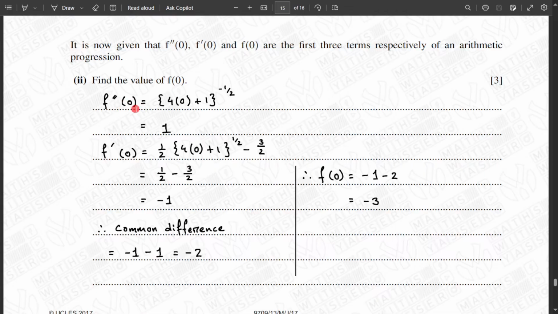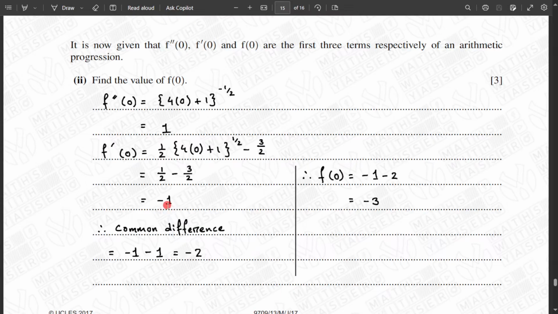f''(0) must be (4 times 0 plus 1) to the power negative half. That gives us 1. For f'(x) when x is equal to 0, we get half within brackets (4 times 0 plus 1) to the power half, minus 3 over 2. That gives half minus 3 by 2, which is negative 1.